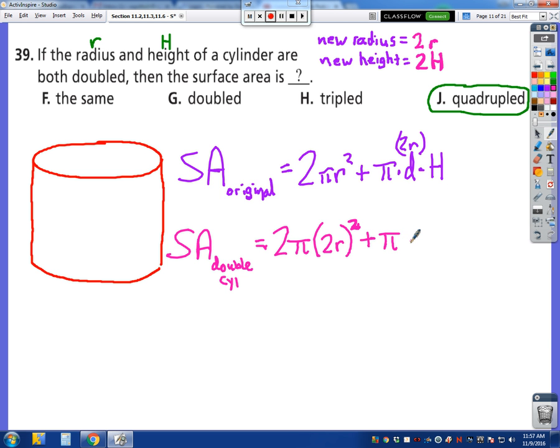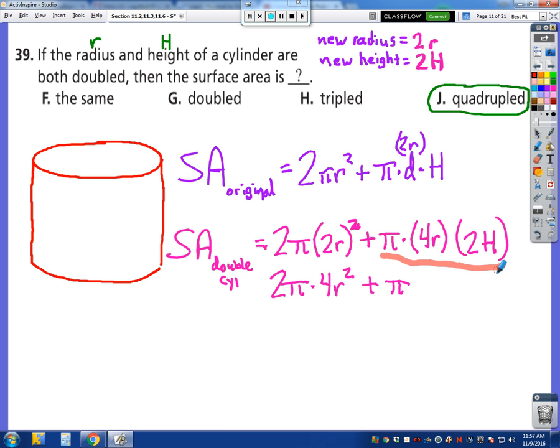So then I add to it pi times the diameter. Well, if the radius is 2r, the diameter would be 2 of these, so the diameter is now 4r. And the height is no longer just h, it's now twice what it used to be. And so now if I do some math in here, I've got 2 pi, and then quantity 2r squared. I get to square both the 2 and the r, so really I'll have 4r squared plus pi, and then everything in here is all multiplied together, so I can multiply the 4 and the 2 and get an 8. And then I've got an r times an h.